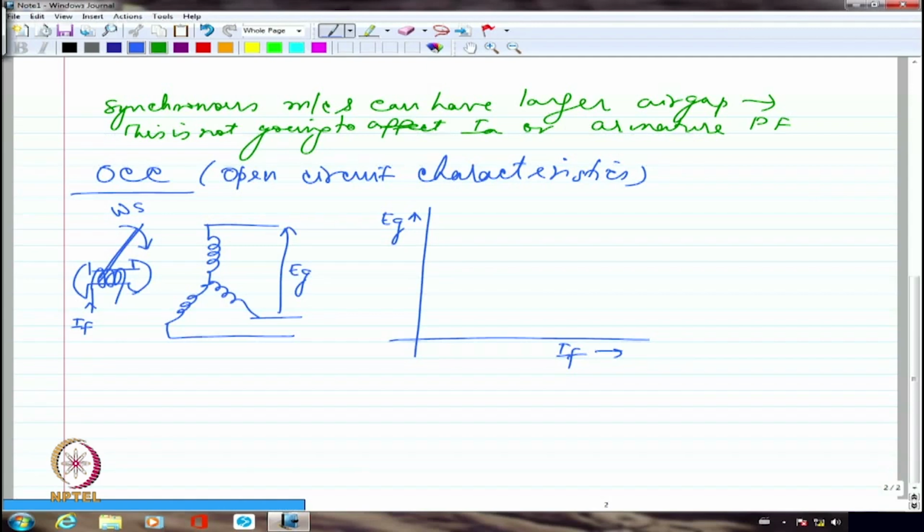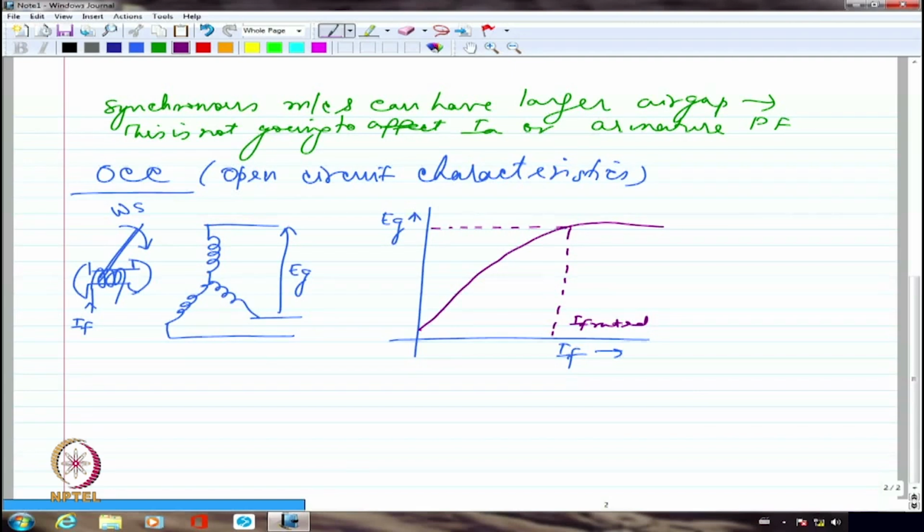So what I'm going to see is, basically maybe it will start at some value like this and then it will go into saturation. This is how it is going to function as far as the OCC is concerned. So I may get probably the rated voltage at some point like this. This is my rated voltage, which means this corresponding field current will be the rated field current. That is how the rated field current is normally decided.